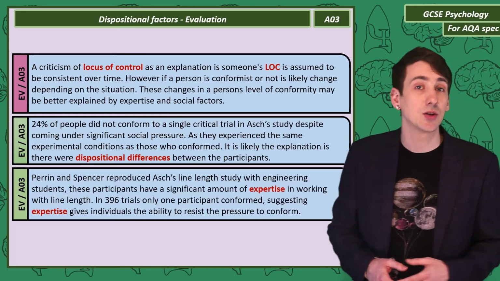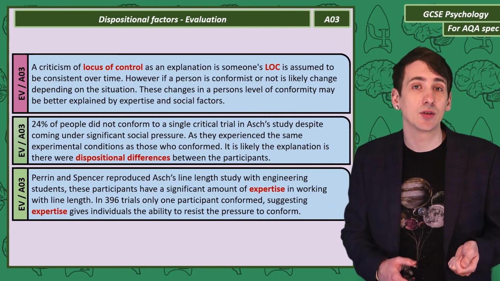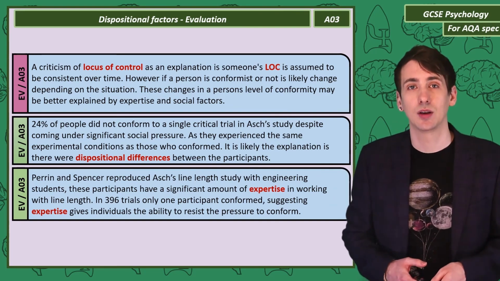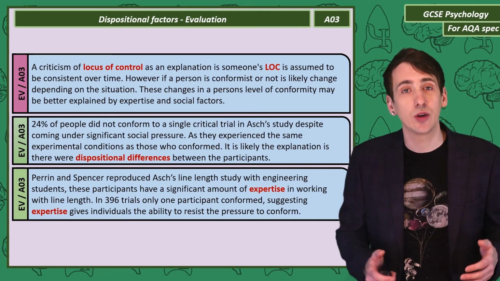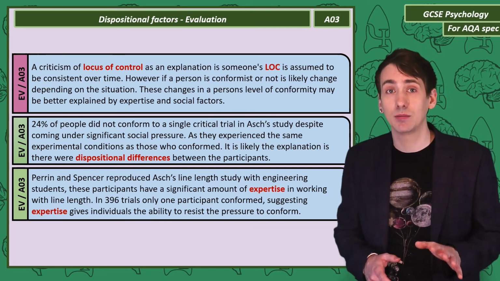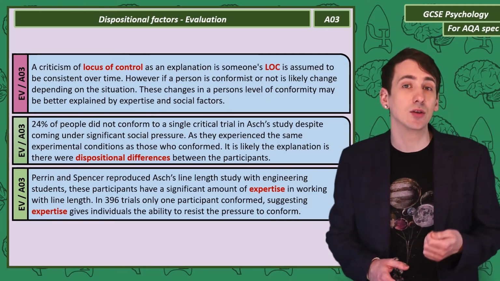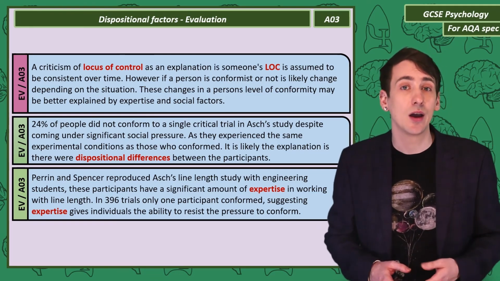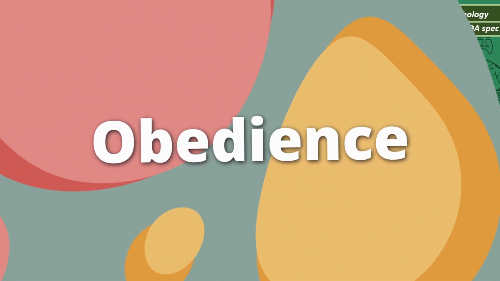There has been a replication of Asch by Perrin and Spencer. They reproduced the line-length study with engineering students, and in this study only one participant conformed to the group over 396 trials. So this lack of replication is a criticism of Asch's original study, but could be evidence of the role of expertise, with engineering students being more confident judging line length.